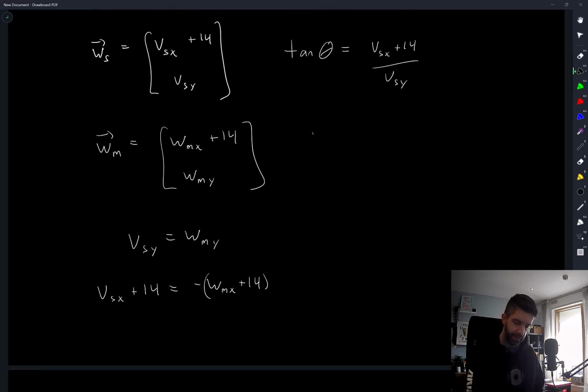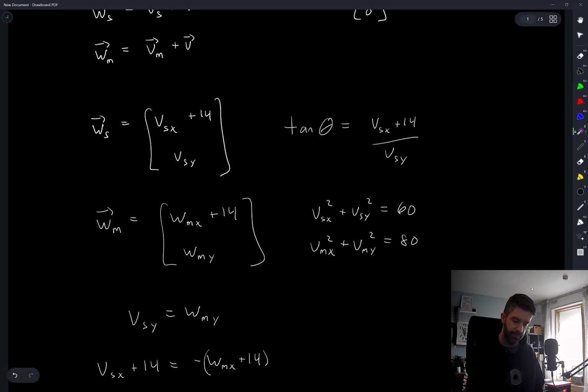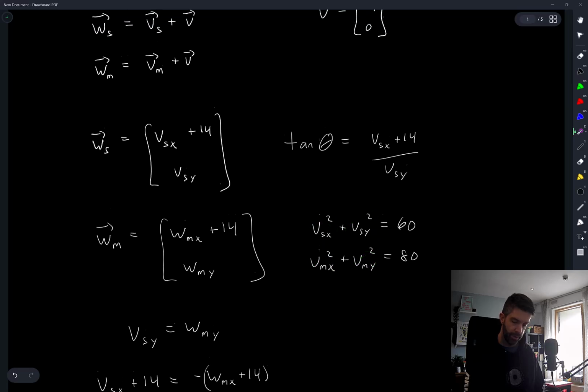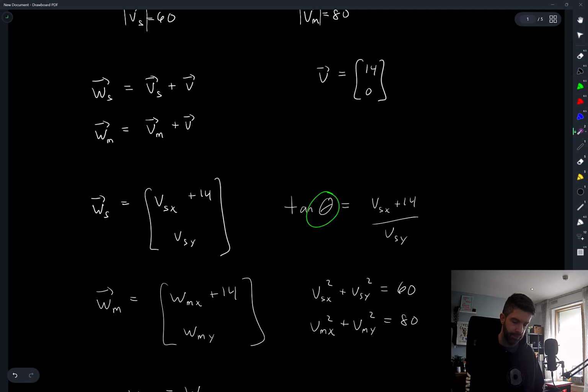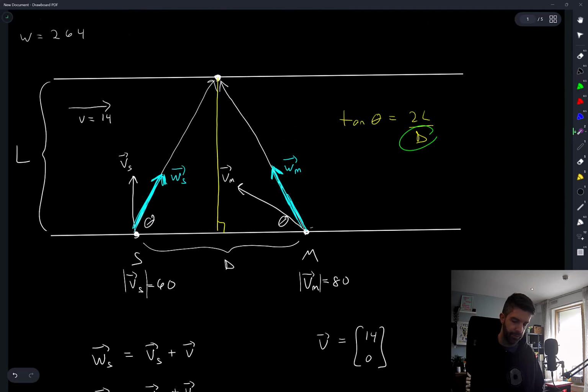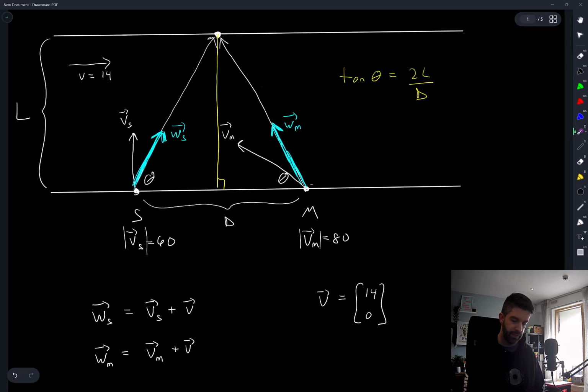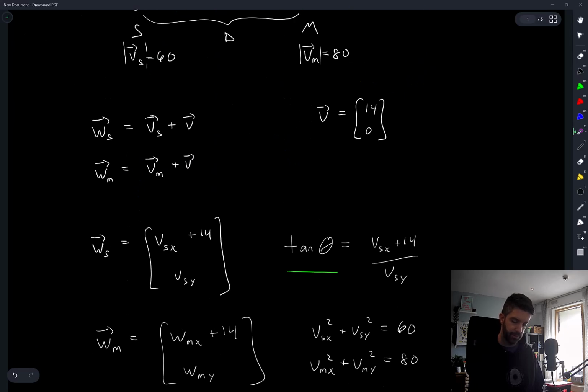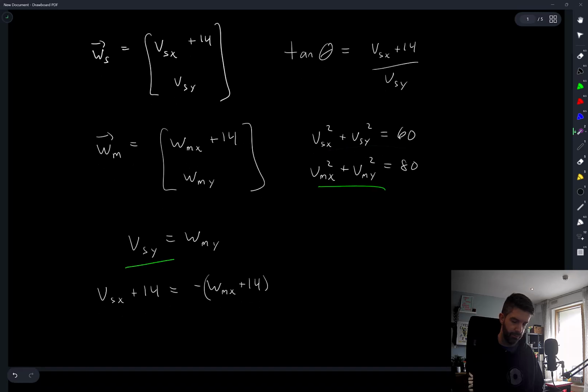Last equation we're going to write out. Vsx squared plus Vsy squared is equal to 60, and Vmx squared plus Vmy squared is equal to 80. So how many unknowns do I have? 1, 2, 3, 4. Let's say theta is 5 and 6. How many equations do I have? 1, 2, 3, 4, 5, 6. Oh man.